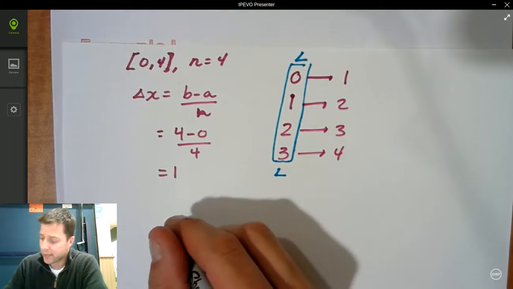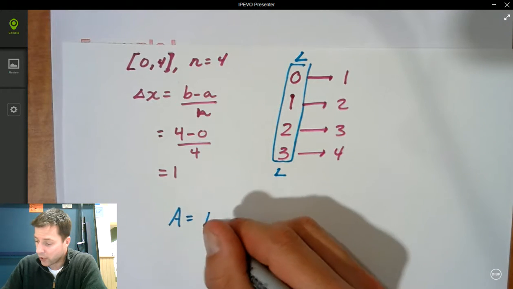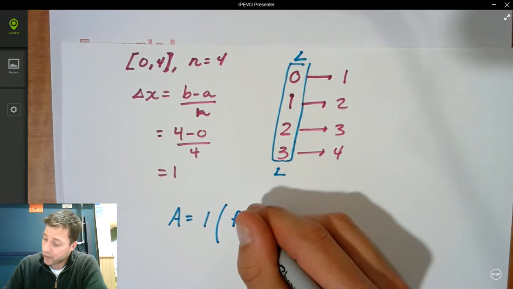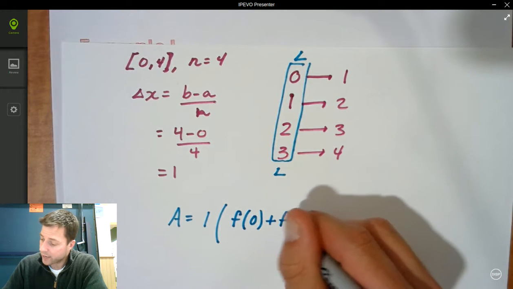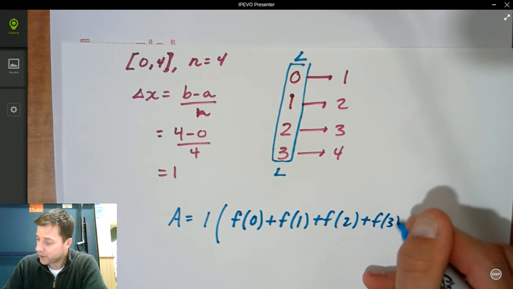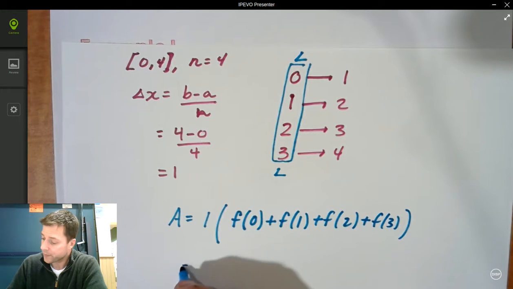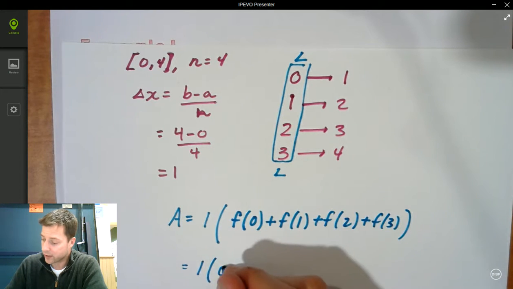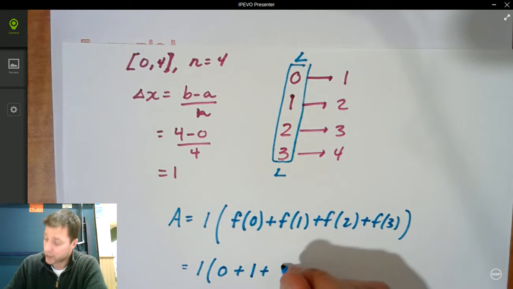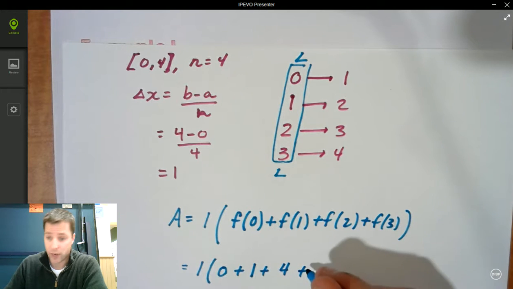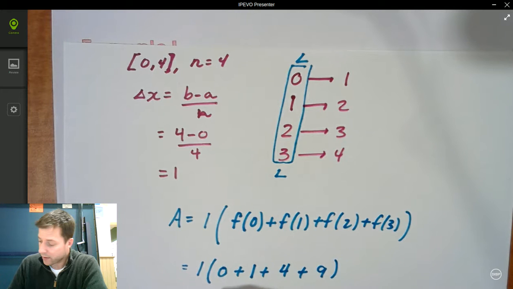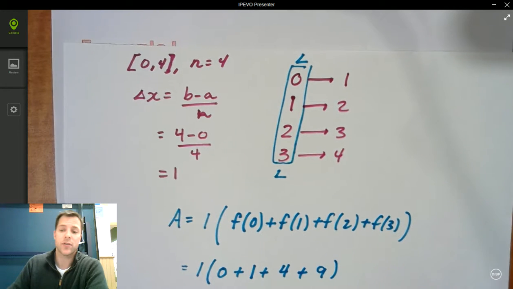So now my area is going to be equal to 1 times, and I've got to plug all these values in. They're all the same widths of the rectangle. So f of 0 plus f of 1 plus f of 2 plus f of 3, all those values plugged into my function. So I have 1 times f of 0 is 0 squared, plus 1 squared is 1, plus 2 squared is 4, plus 3 squared is 9. So my area is going to be 14. That's the area using 4 subrectangles.